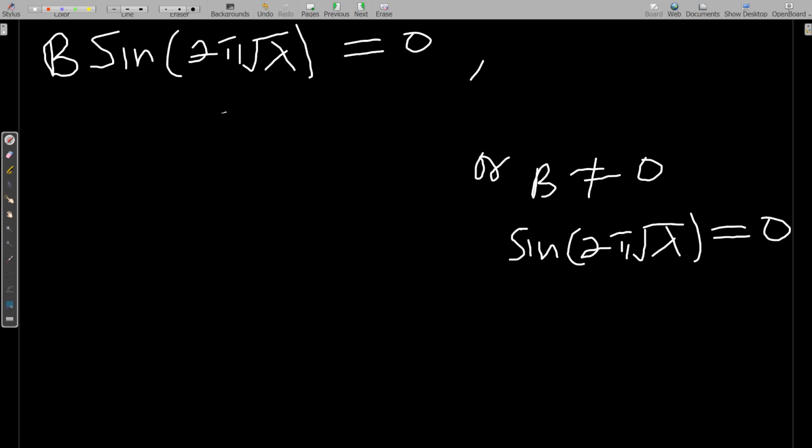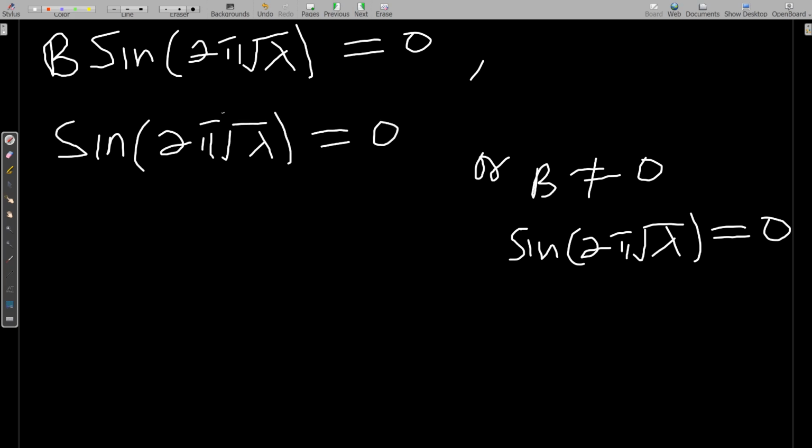So this means that the sine of 2 pi square root of lambda is equal to 0, and the b is not equal to 0. If that is the case, then 2 pi square root of lambda should be equal to sine inverse of 0. Now remember this. The sine inverse of 0, when you punch it on your calculator, will actually give you 0.